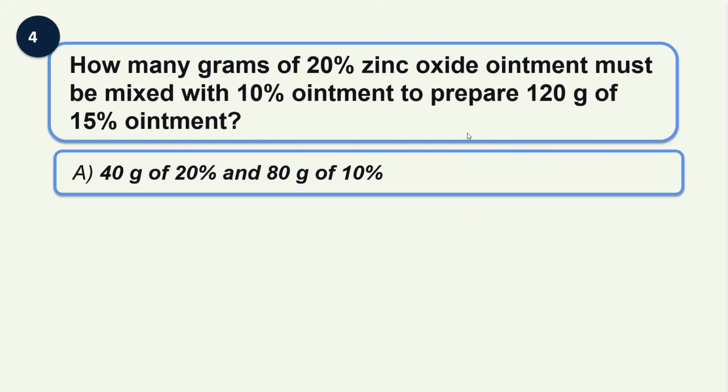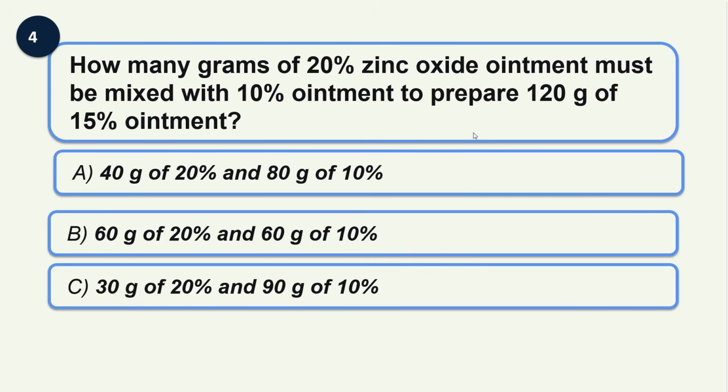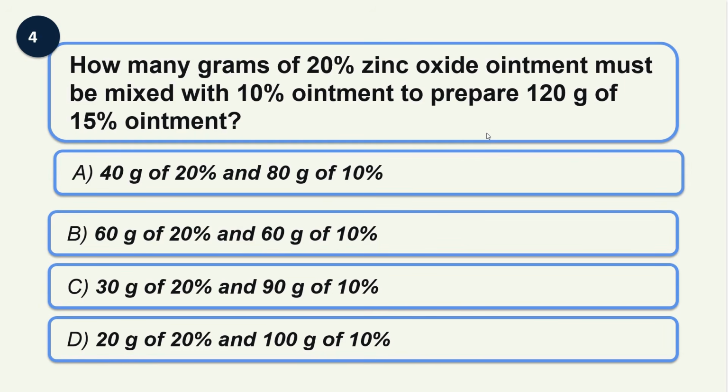So the answer choices here are: A, 40 grams of 20% and 80 grams of 10%; B, 60 grams of 20% and 60 grams of 10%; C, 30 grams of 20% and 90 grams of 10%; and D, 20 grams of 20% and 100 grams of 10%. Correct answer is to prepare this preparation, you need equal parts of 10%, which is 60 grams, and also 60 grams of 20%. So if you use 60 grams of each, total will be 120 grams of 15% ointment. So let's solve how do we get it.